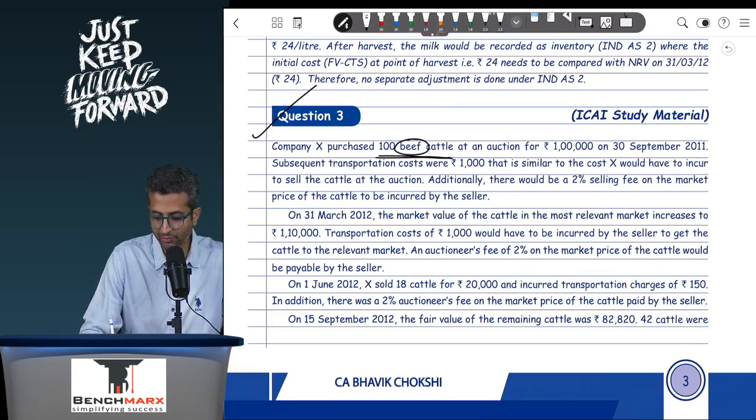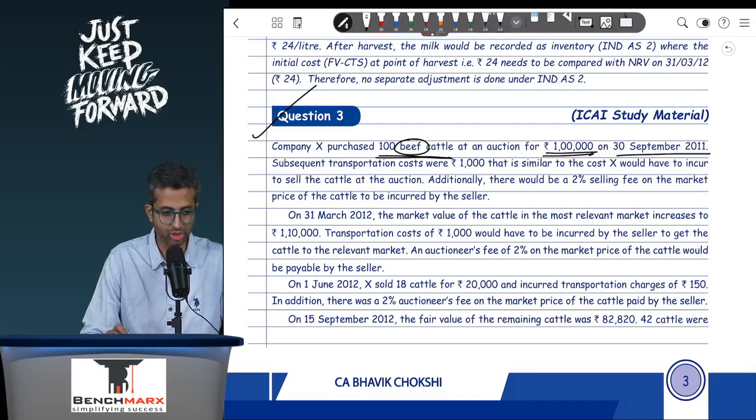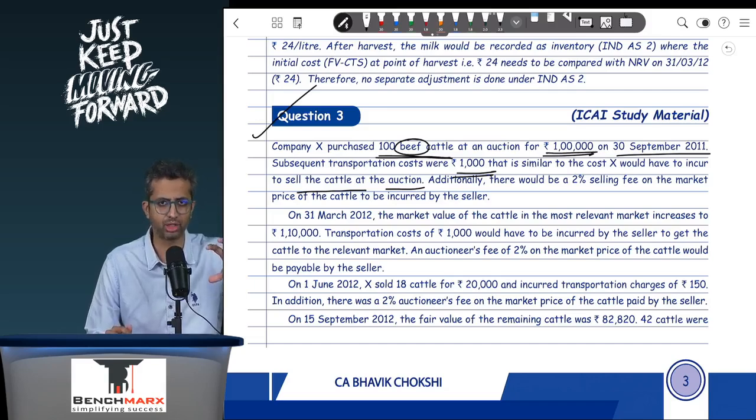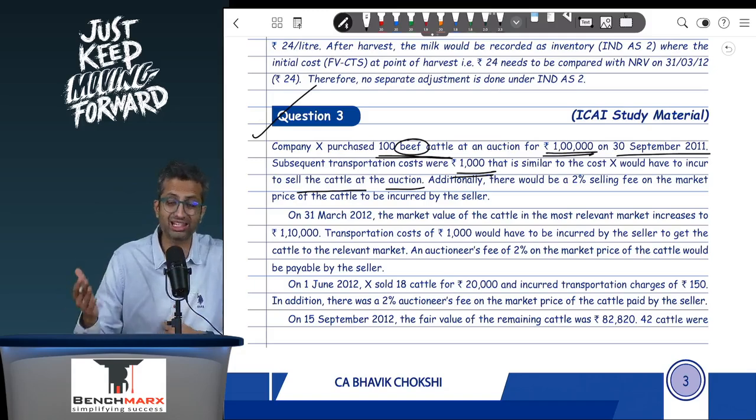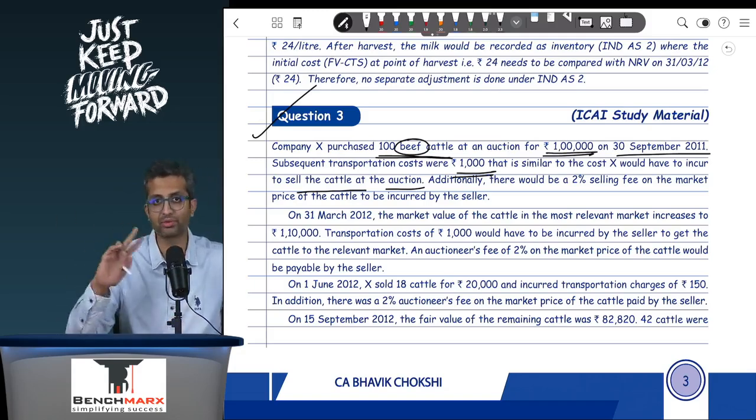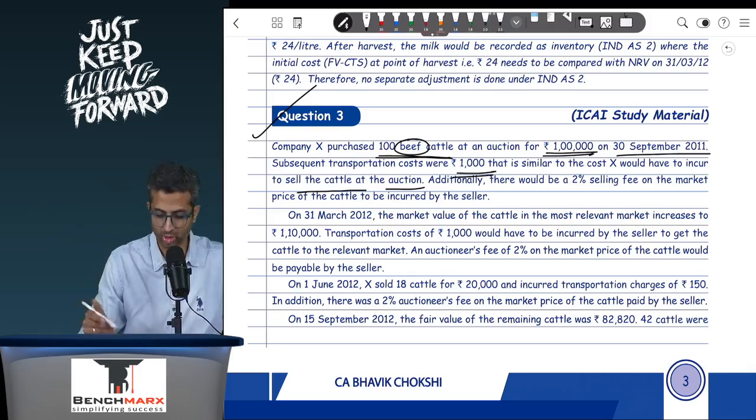For an auction for rupees 1 lakh on 30th September 2011, subsequent transportation costs were 1000, and that is similar to the cost that X will have to incur to sell the cattle at the auction. So 1000 is the cost to bring the cattle from the market to your, let us say, shop or your warehouse or whatever that place is, your site, and then another 1000 will be the cost if you have to sell this cattle at a future date to get it back to the market. So there are two different 1000s. One is a cost to purchase, one is a cost to sell.